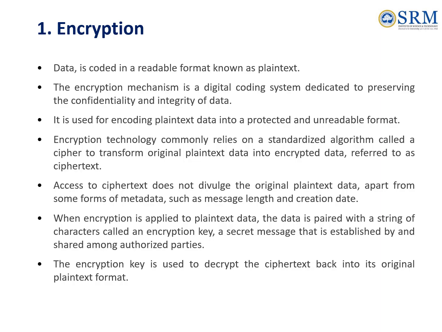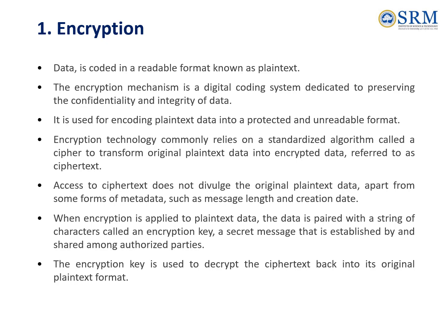Now let us discuss one of the most important security mechanisms called encryption. Encryption is the process of converting readable data called plain text into an unreadable format called ciphertext. The main purpose of encryption is to protect confidential information from unauthorized access. For example, when you enter your banking password online, the information is encrypted before transmission so that attackers cannot understand it even if they intercept the data.